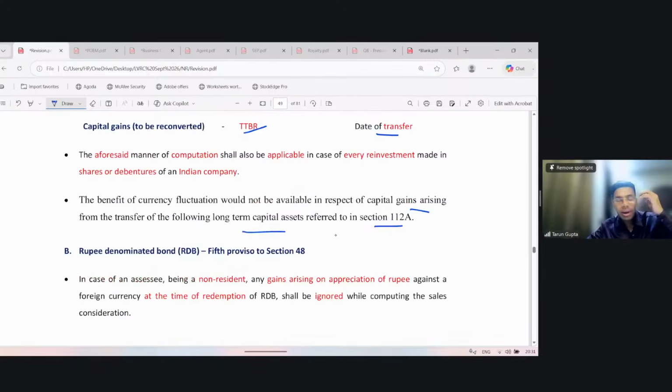Now, another benefit is given in case of rupee denominated bond by way of the fifth proviso. Right? It says, in case of an assessee being a non-resident, any gains arising on appreciation of rupee against a foreign currency at the time of redemption of rupee denominated bond shall be ignored while computing the capital gains. Clear?